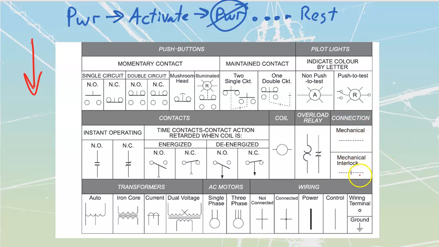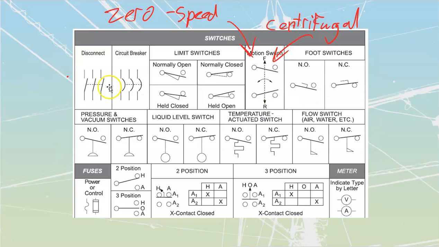Mechanical connections, mechanical interlocks are going to be done with these ones. Mechanically connected means they all move together. Mechanically interlocked means that they change. Like these ones here, see they've got a little tick over there? That means that they've got the mechanical interlocks, so they're going to change. Whereas these ones here have just got the dotted line together, which means that they're going to activate together.